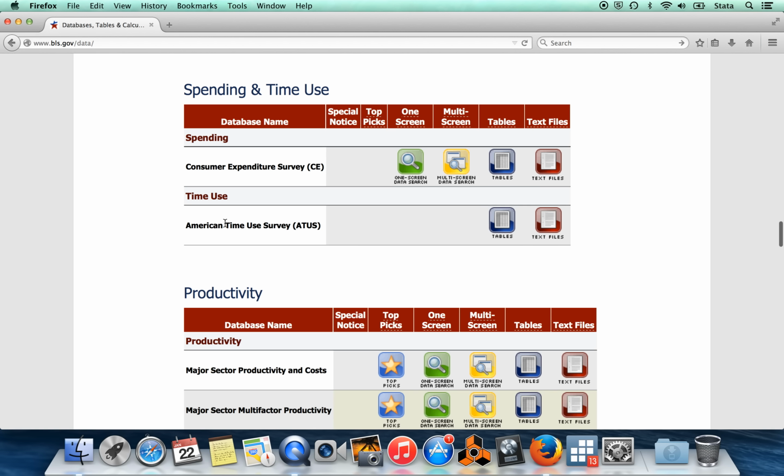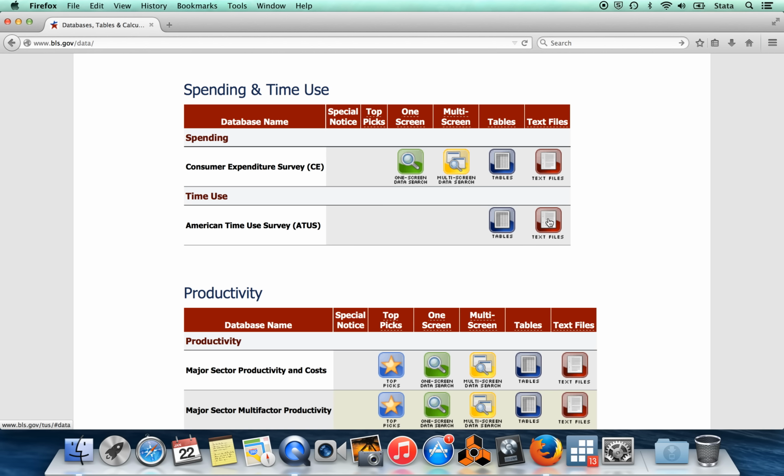In addition to these classic economic variables, the BLS also has some slightly more exotic stuff. So for example, they have the American Time Use Survey here. This is a survey where they have a whole bunch of people basically write down what they're up to all day. So you can use this to find out things like, how much time do people spend with their children, or what are the trends in the amount of leisure which people take.